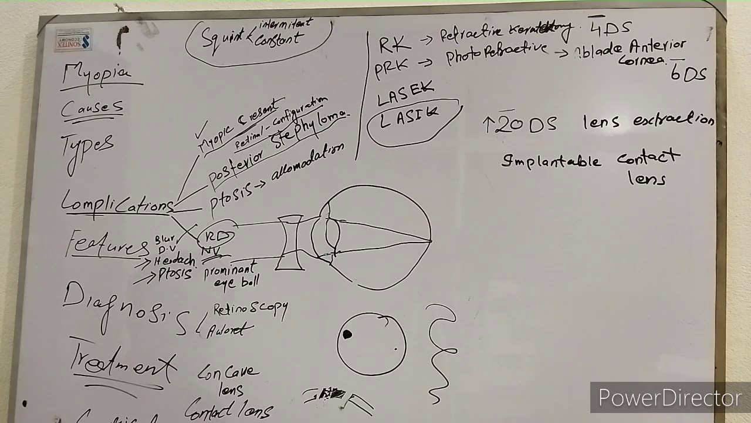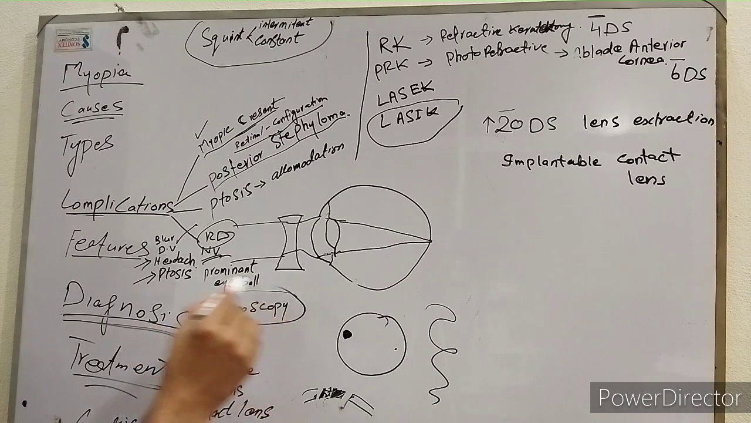Now I am going to explain the diagnosis, or how we can diagnose myopia. If you are working in a clinic where RF is available, then you can easily diagnose myopia with the help of RF. If you are working in a hospital, or you are working in a camp in a peripheral area, then you can easily diagnose myopia with the help of a retinoscope.